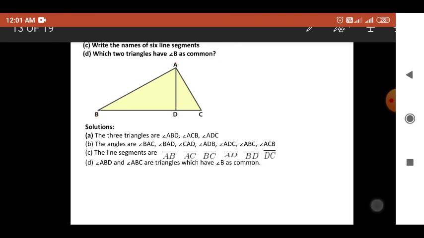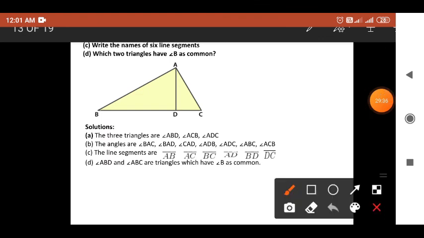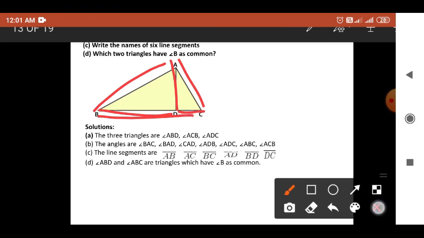And which are the line segments here? Easily you can tell. AB one line segment, AD one line segment, BD one line segment, DC one line segment, AC one line segment and BC one line segment.